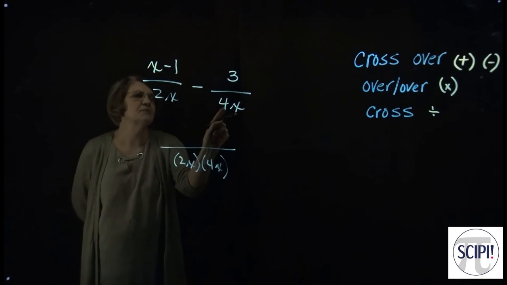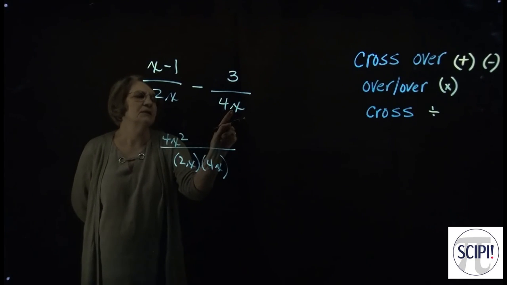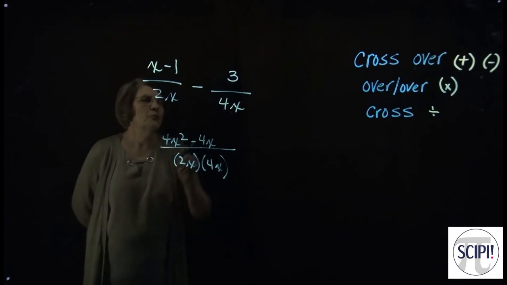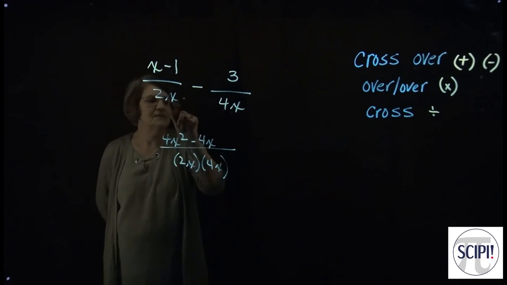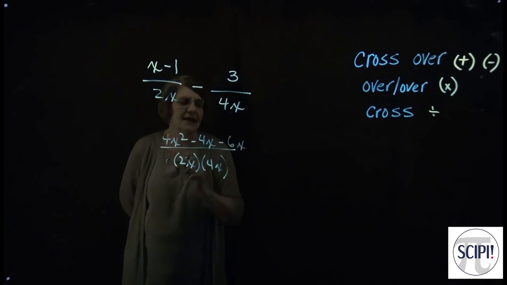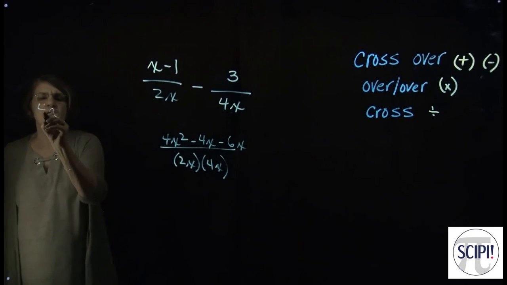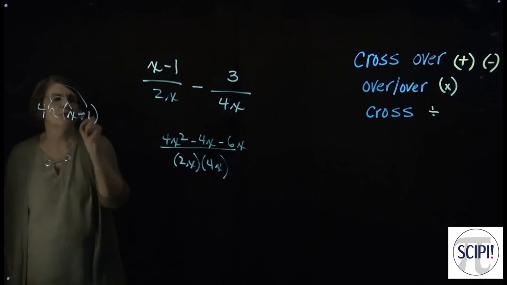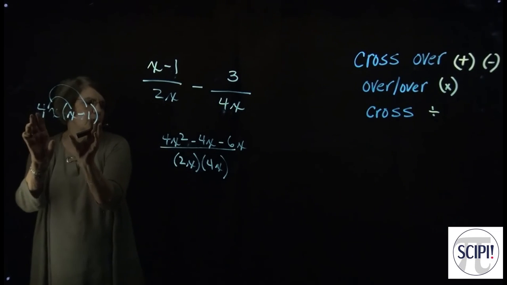So x times 4x gives me 4x squared. And minus 1 times 4x gives me minus 4x. And then our numerator, remember this is minus. Minus times this gives me minus 6x. Now remember, if you have trouble, go over here and rewrite the problem and use the distributive property. You're going to end up with the same thing, but if you can't see it, visually put it on paper.